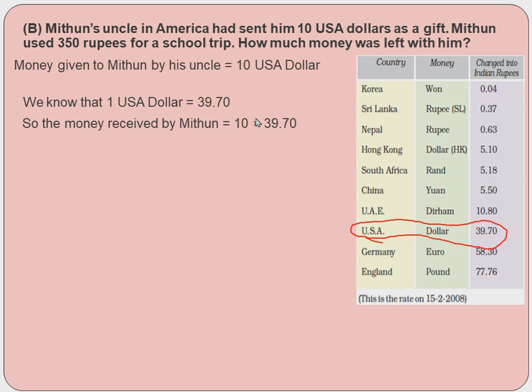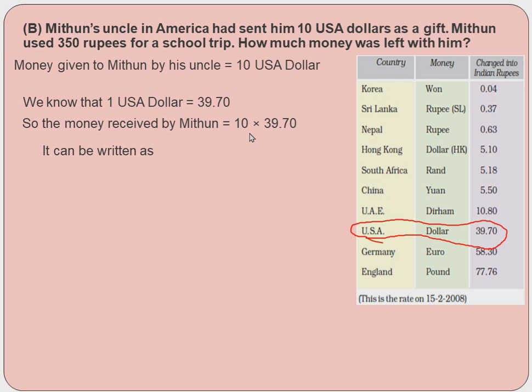10 into 39.70. Understood what this is? For example, you are having 10 chocolates. One chocolate costs 5 rupees. What is the cost of 10 chocolates? Means what you will do? 10 into 5. Similarly, the money given by his uncle is $10, and each dollar, when you convert, you will get 39 rupees 70 paisa. So, the money received by Mithun is 10 into 39.70.